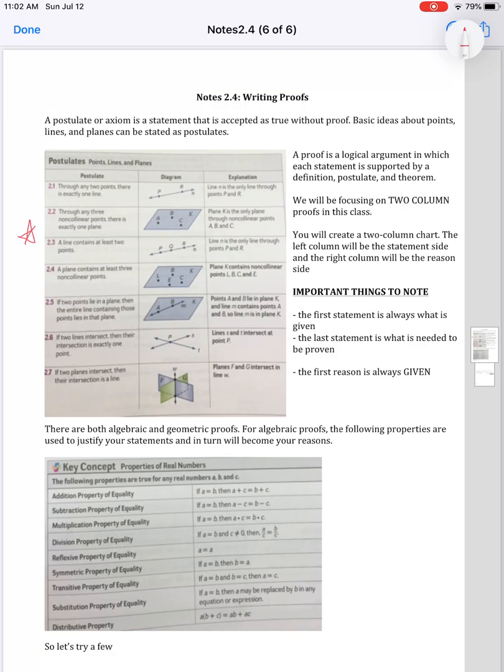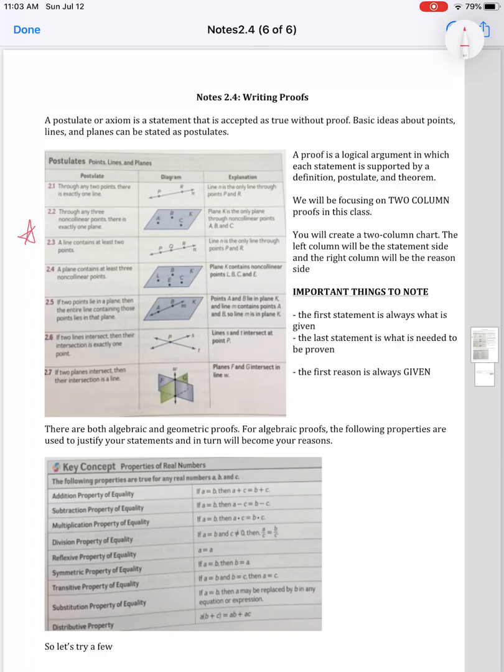So a proof is a logical argument in which each statement is supported by a definition, a postulate, or a theorem. And what we're going to focus on in geometry are things called 2-column proofs. So we're going to be creating 2-column charts. The left column is going to be our statement side, and then the right column is our reasoning. How are we saying what we're saying in the statement side? We've got to justify it.